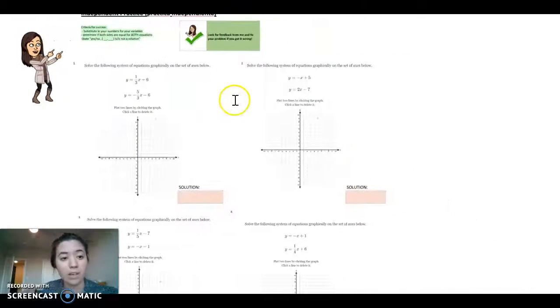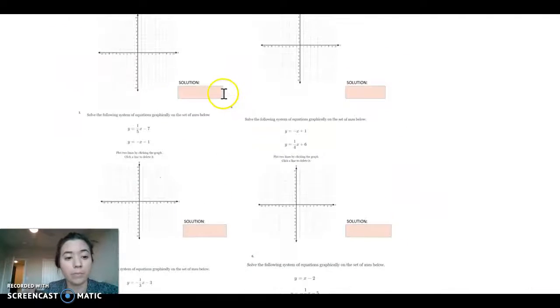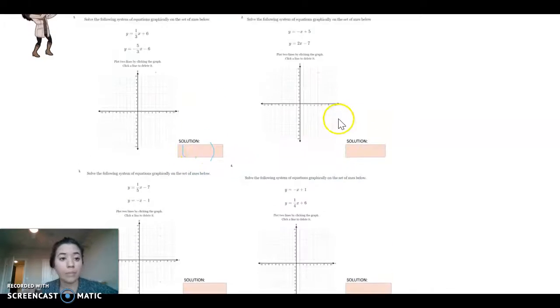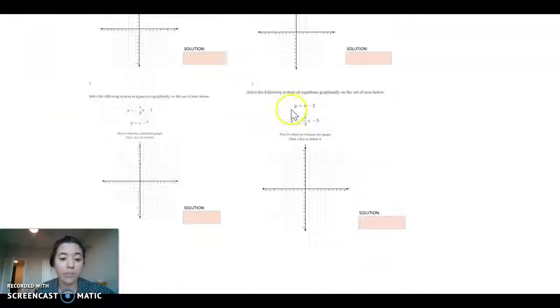Okay, you have several practice problems down below. Again, solution, make sure you write it x, comma, y. It should be an ordered pair here. Try your very best. I should see 2 lines on every one of these graphs.